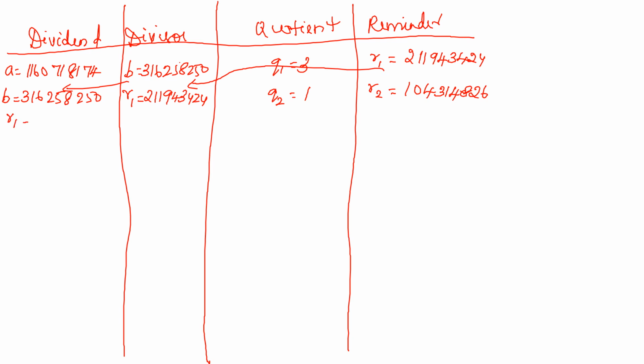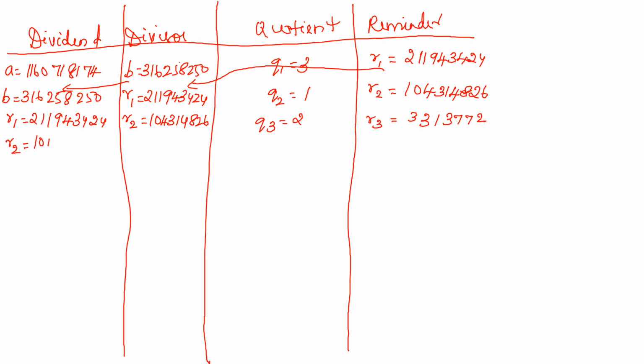Okay, now what will be your new dividend? R1 will become your dividend. R1 will be equal to 211943424, and your new divisor will be equal to R2. R2 will be equal to 104314826, and what will be your new quotient? Q3 will be equal to 2, and what will be your new remainder? R3 will be equal to 3313772.